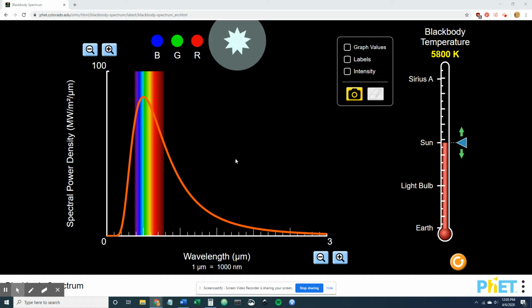Hi, class. I was getting some questions on how to do the little assignment on the Blackbody spectrum. So I have this set up at my home where I have this mic, and I'm going to try to record my screen and also show you some things by talking about it directly.